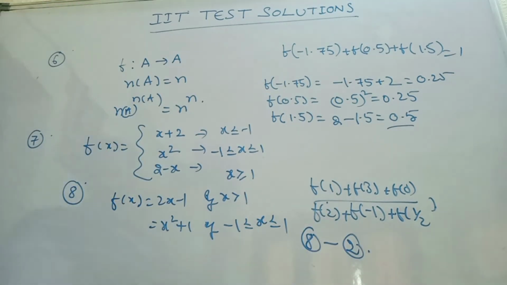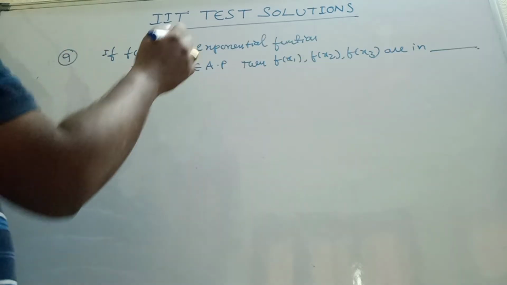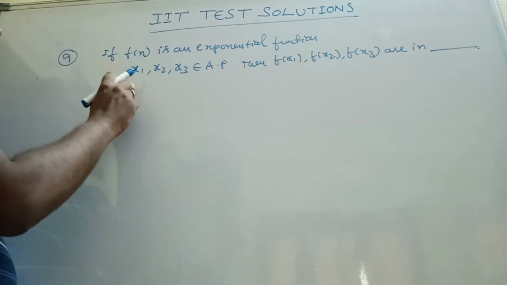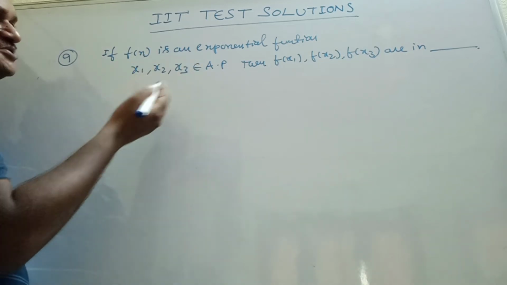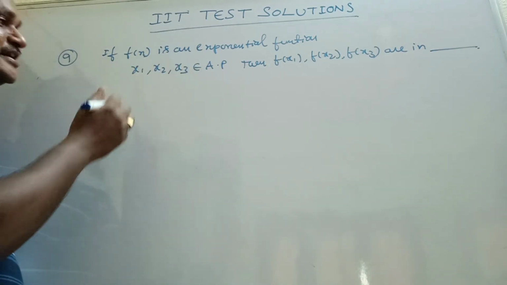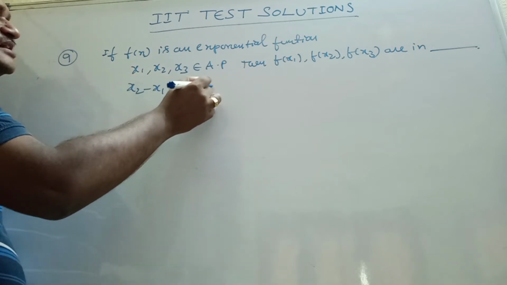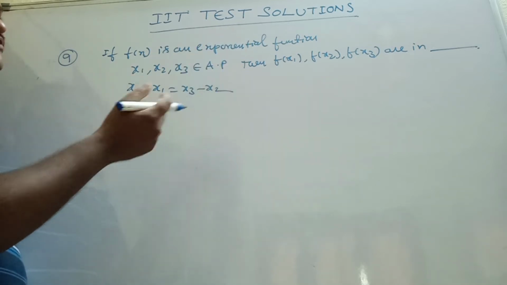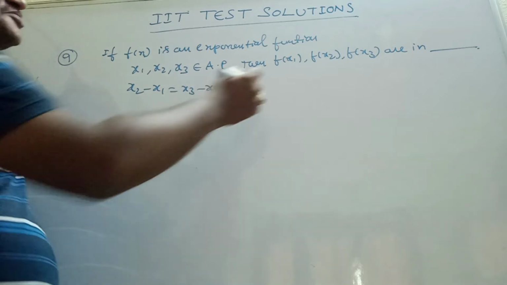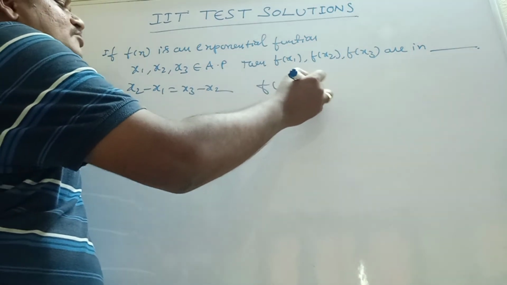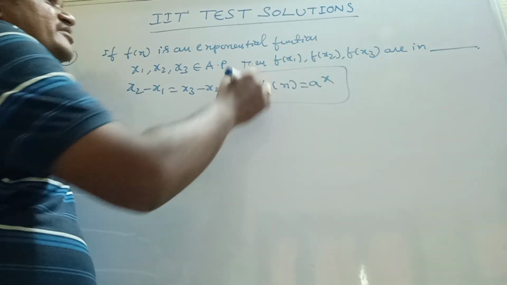Next, the 9th problem. Already we have explained, this is a direct problem. See here, f of x is an exponential function and they have given that x1, x2, x3 are in arithmetic progression. This is already explained. That means x2 minus x1 is equal to x3 minus x2. Then they are asking f of x1. This is an exponential function, so let us take f of x equal to a power x.